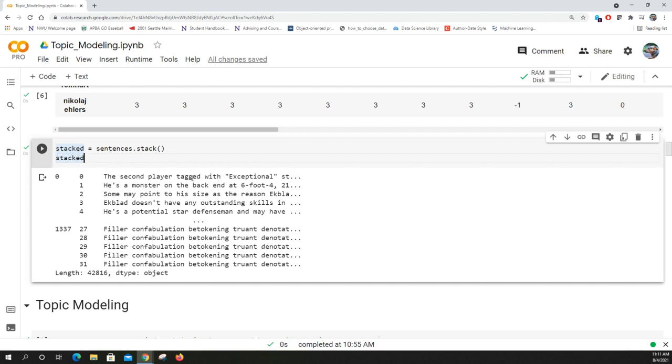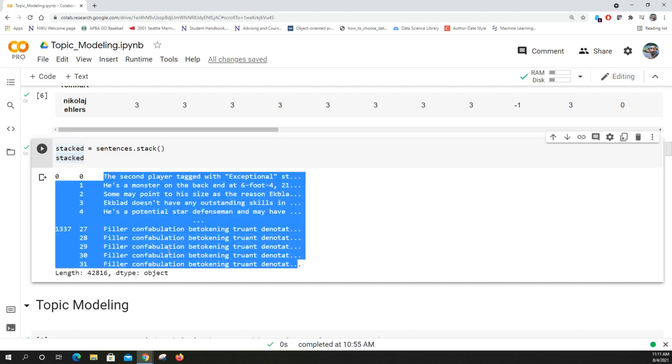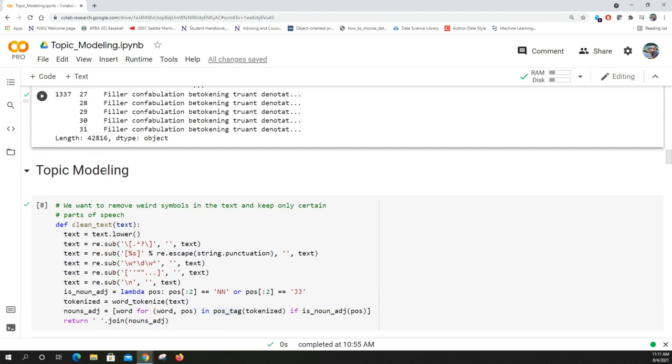Okay. So in order to do this, I'm moving all sentences here into a single column object called stacked. It's just what I've chosen to call it. And you'll see, we're going to iterate through this. We've got about 43,000 sentences. And now let's get into the topic modeling here.